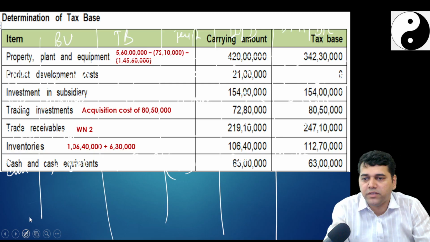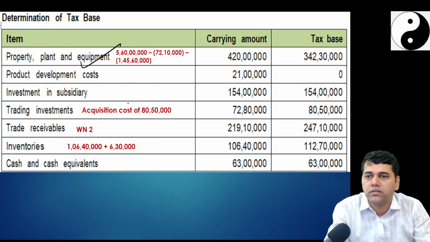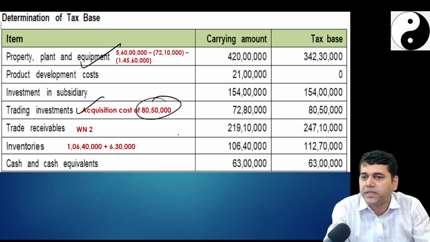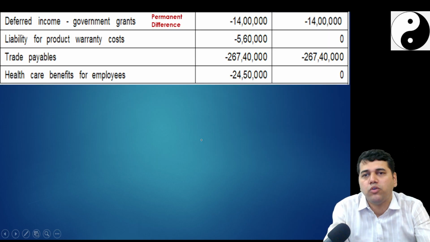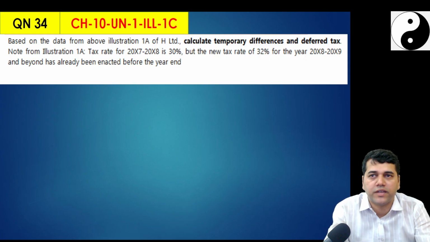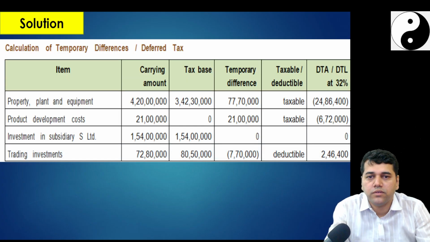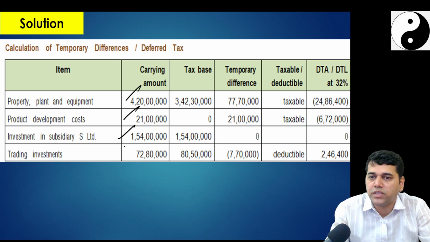See, my tax base here, we have already done for PPE. We have already calculated. Acquisition cost of 8050 will be there. Trade receivable, we have got the working note, inventory, cash. Okay, anyhow, I'll move on to the next one. Next, they have asked you to calculate the deferred tax, which we clubbed together. So, are you clear about this? 1, 2, 3, 4 items.